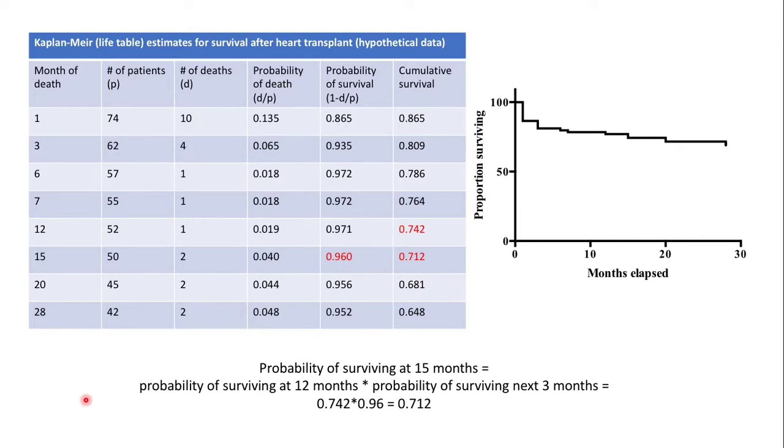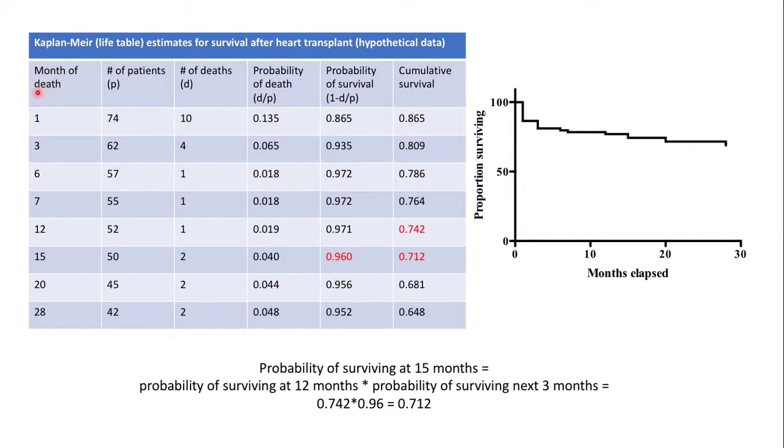All right, here's another example. This is a life table, and this is from your readings this week, so the data may look familiar. This is a Kaplan-Meier life table estimate for survival after heart transplant. This is hypothetical data that I pulled from your textbook.